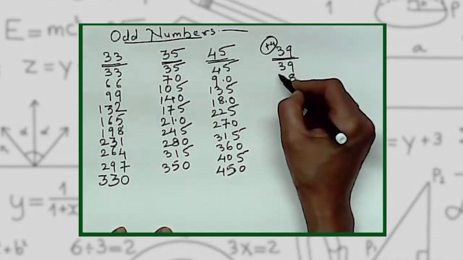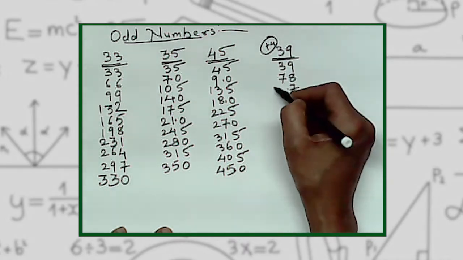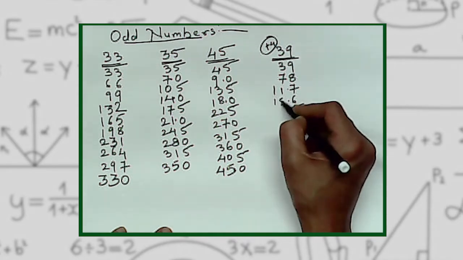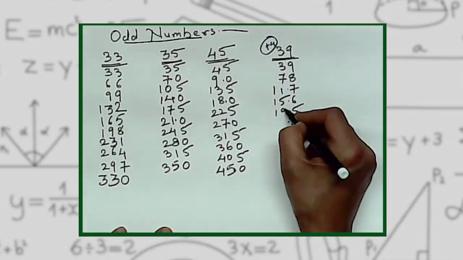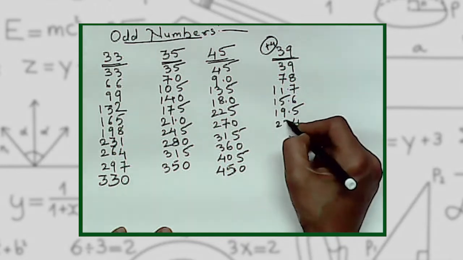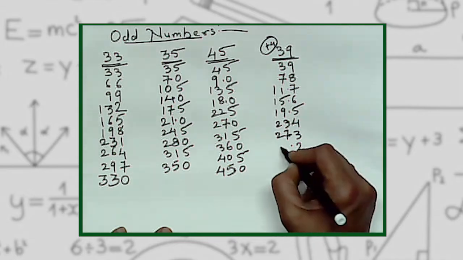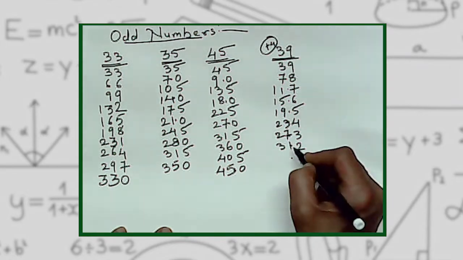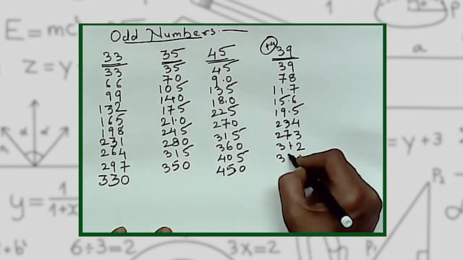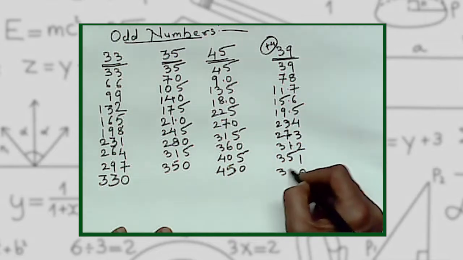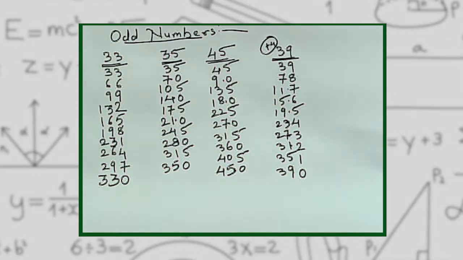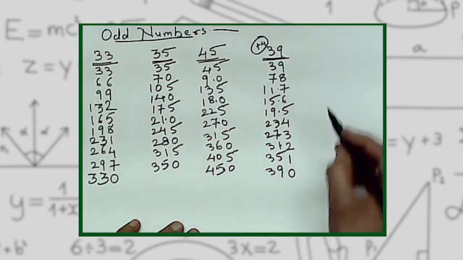So 3 plus 4, 7, 7 plus 4, 11, plus 4, 15, 15 plus 4, 19, 19 plus 4, 23, 23 plus 4, 27, 27 plus 4, 31, 31 plus 4, 35, 35 plus 4, 39. Very easy. One more example.